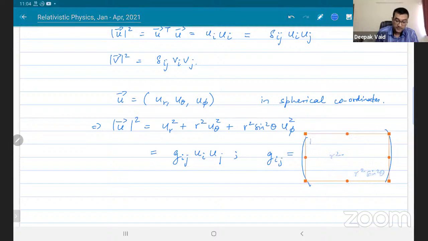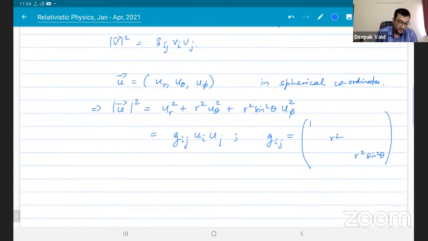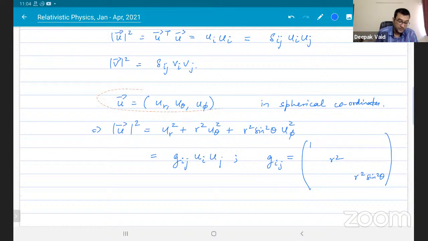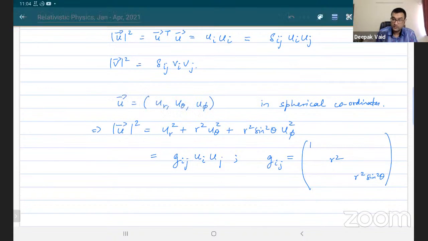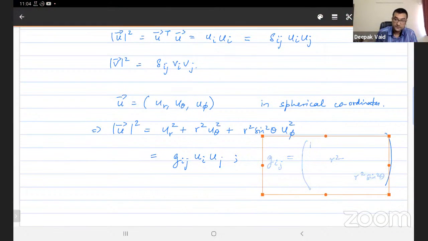It is a diagonal matrix, but the components of this matrix are not all one. You get r squared and r squared sine squared theta. So if you look at vectors in spherical coordinates and you ask what is the length of a vector, you have to multiply it by this matrix Gij, right?